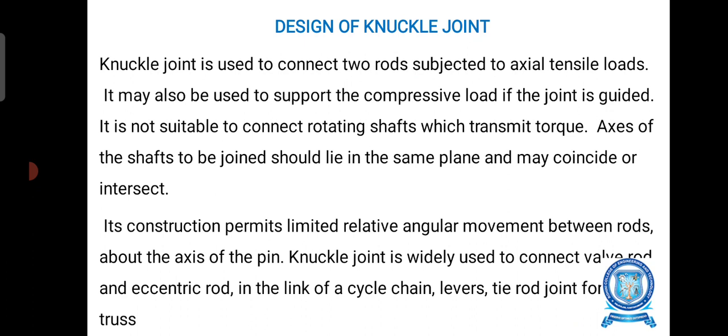It is not suitable for connecting rotating shafts which transmit torque. The axes of the rods to be joined should lie in the same plane and may coincide or intersect. Its construction permits limited relative angular movement between the rods about the axis of the pin. Knuckle joints are widely used to connect the valve rod and eccentric rod, in the link of a cycle chain, lever, tie rod, joint for roof truss, and many other links.